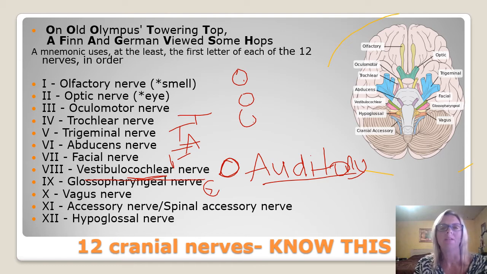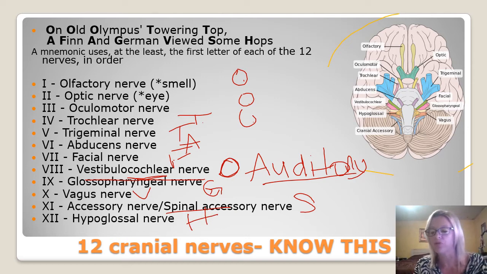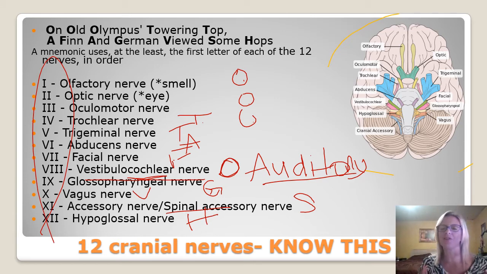And so, let's see. On old Olympus towering tops, a Finn and German viewed spinal accessory nerve, or accessory nerve, some hops. All right, hops is how you make beer. I'm sure this was a medical student mnemonic device. If you learn that and practice it, but that's also the key, you got to practice writing it out from memory. First you learn the sentence, write the letters, and then you start learning what each of the letters mean, and then that will automatically be in order, and you'll know the Roman numerals. But do practice writing your Roman numerals, because I know a lot of you younger guys haven't used these very much, okay? So practice those.